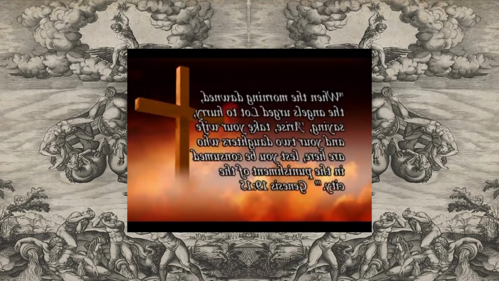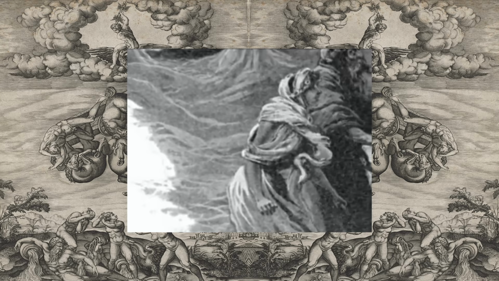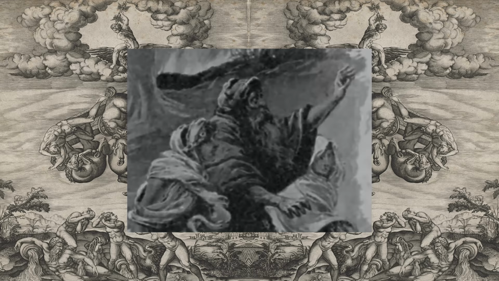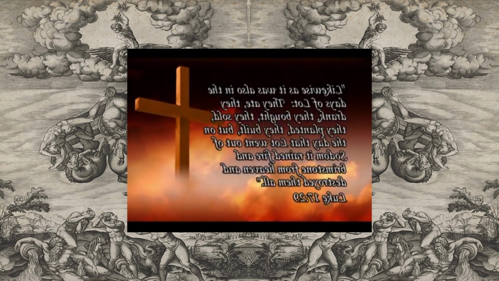When the morning dawned, the angels urged Lot to hurry, saying, "Arise, take your wife and your two daughters, who are here, lest you be consumed in the punishment of the city." Lot, his wife and daughters, all fled from the terrible destruction of Sodom. Likewise, as it was also in the days of Lot, they ate, they drank, they bought, they sold, they planted, they built. But on the day that Lot went out of Sodom, it rained fire and brimstone from heaven and destroyed them all.